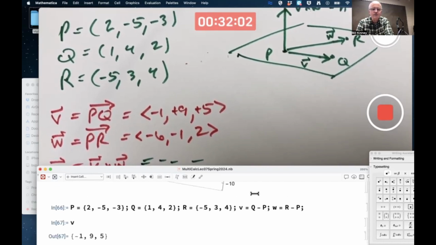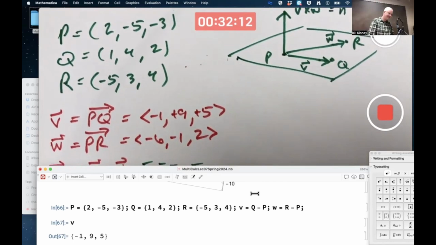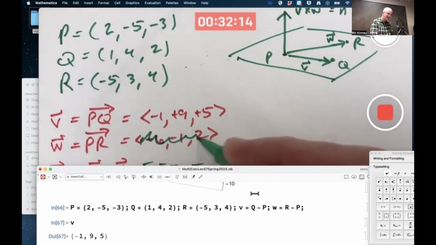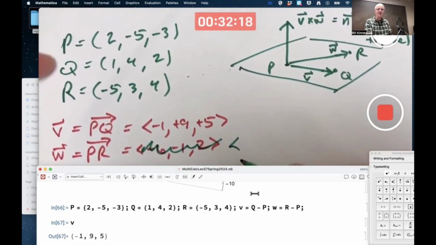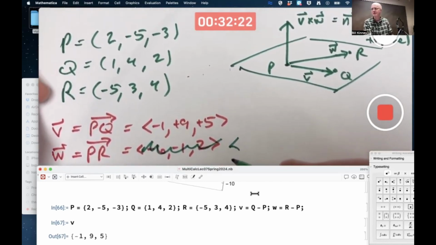What in the world? Today's not my day. I subtracted Q. I wanted to subtract P. It actually would have worked to subtract Q as well. It'd just be a different vector.